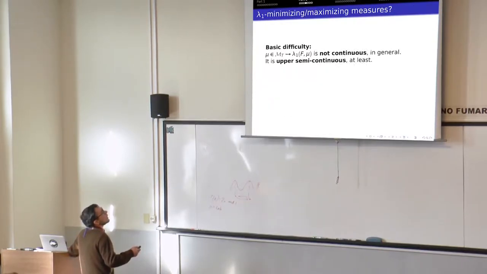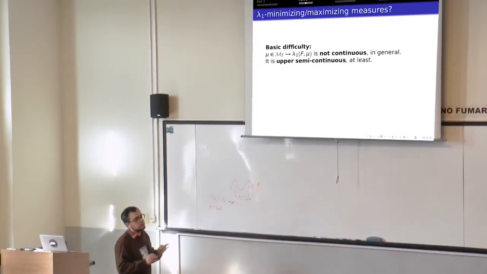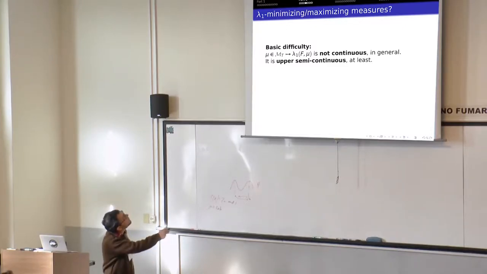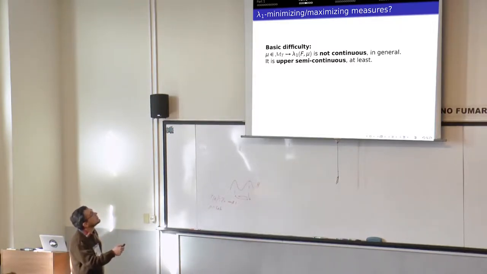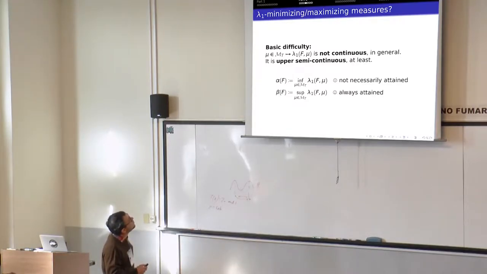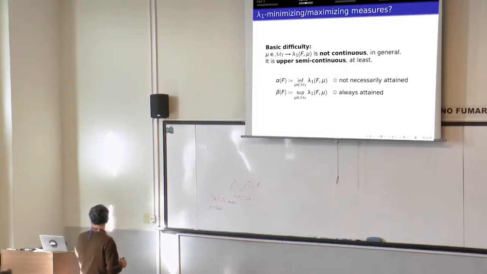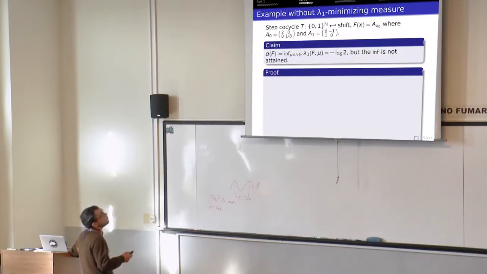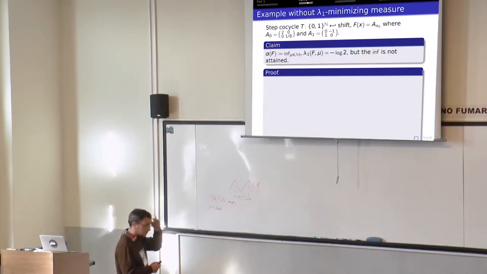Comparing to what we had before, the most basic difficulty is that the function we are considering is different. Before, we were just considering integrals, which are these nice affine functions, and now the Lyapunov exponent is not even continuous as a function of the measure. It's only upper semi-continuous in general. Using the upper semi-continuity, you can prove that the sup here is attained, but the infimum is not necessarily attained. So you lose the symmetry that you had before. The supremum has a very different behavior, and actually we'll focus more on this beta because it's better behaved. But let me show you quickly an example where this infimum is not attained. I think this is interesting.